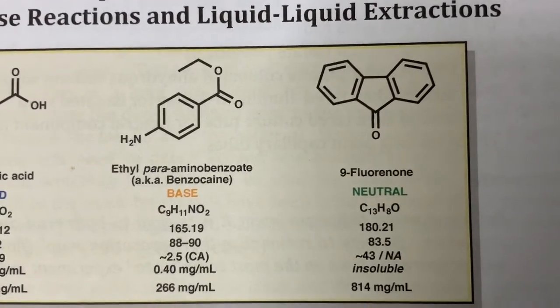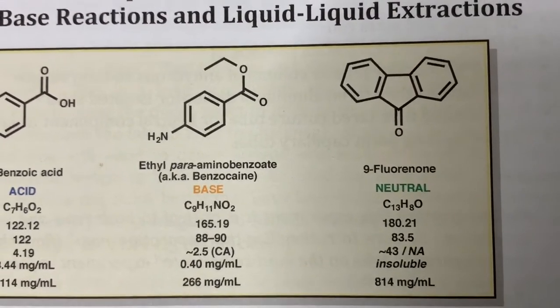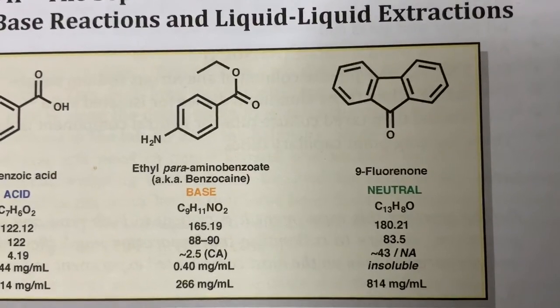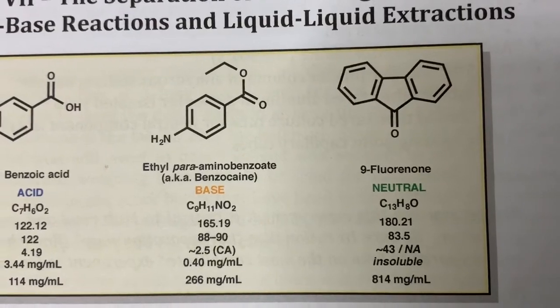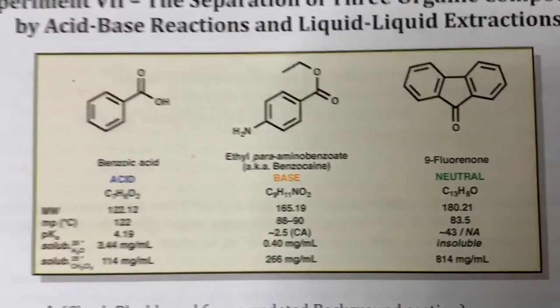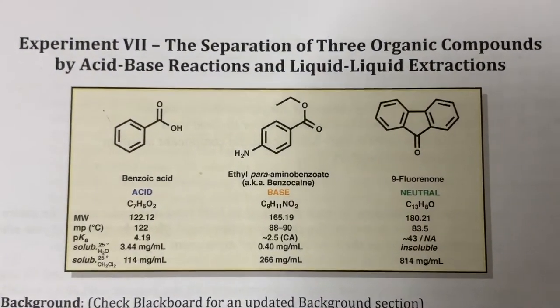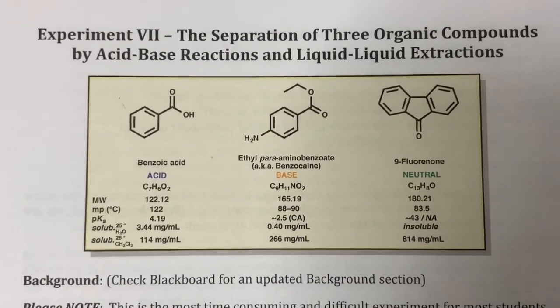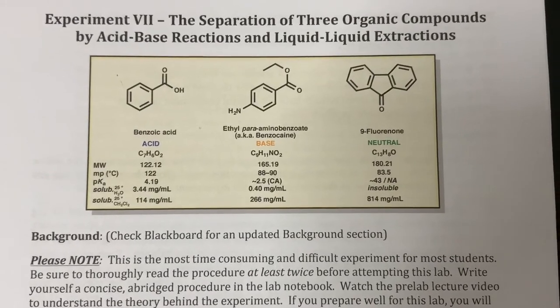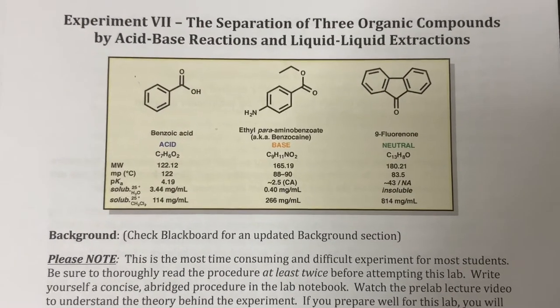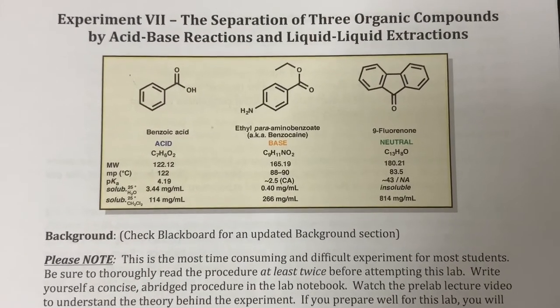And then the last compound is 9-fluorenone, which is a conjugated ketone, which is neutral. There are no acidic protons. And so what that means is that we can use the acid-base properties to our advantage to try and separate the 3 compounds from an organic solvent.